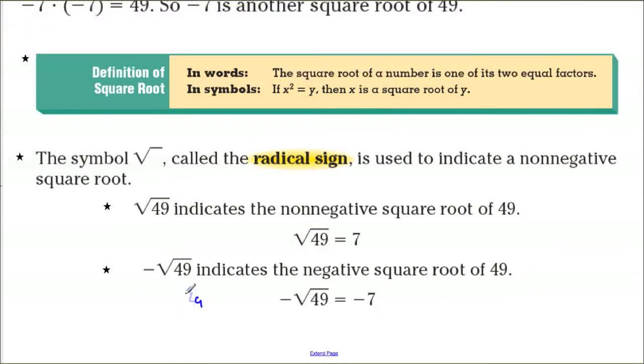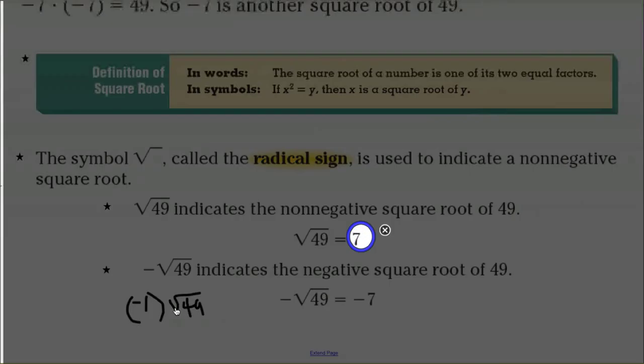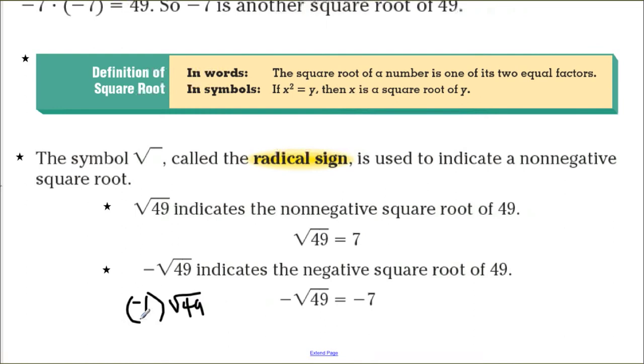So that's one way of remembering how it's a negative. Let me draw that so it won't disappear. I have negative 1, and I multiply that with radical 49. We know that radical 49 will give you 7, so we have that right there. And if I multiply that with negative 1, it'll give me negative 7, because negative 1 times 7 will give me negative 7.